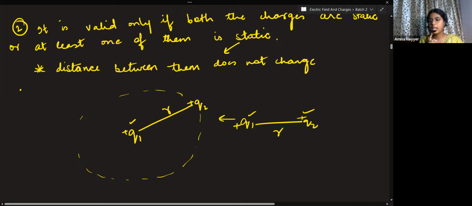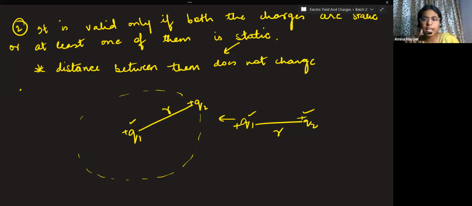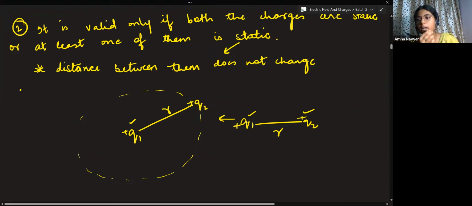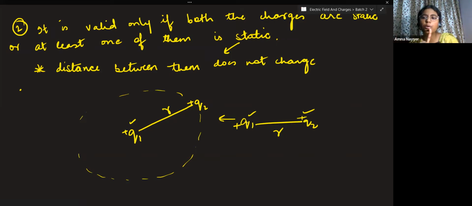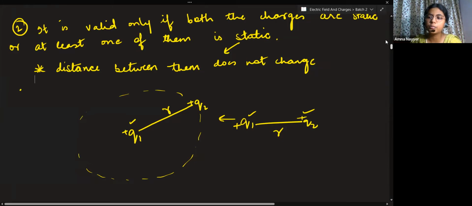If you are able to recall your gravitational force, that was F is equal to capital G M1 M2 divided by R square. This is similar to it. Both these laws are universal laws where both of them follow the inverse square rule. In gravitation also you have studied that gravitational force is inversely proportional to the square of the separation between the two masses. Here instead of masses you have charges. So electric force is inversely proportional to the square of the distance between these two charges. Is this clear?